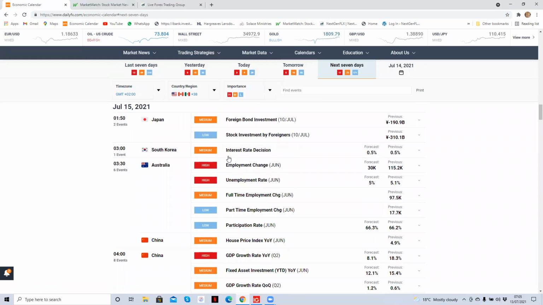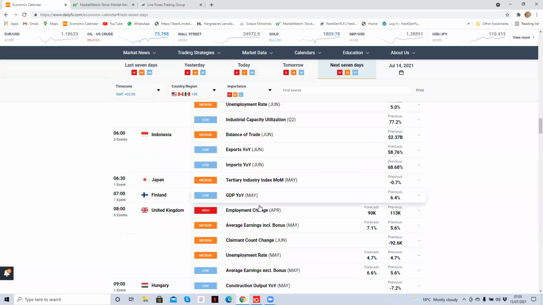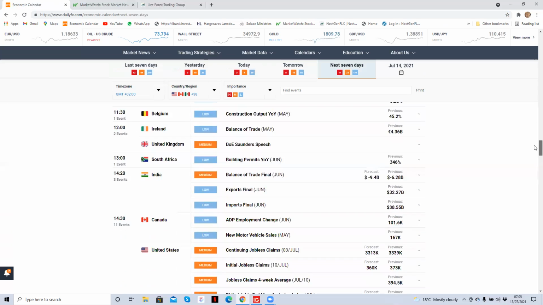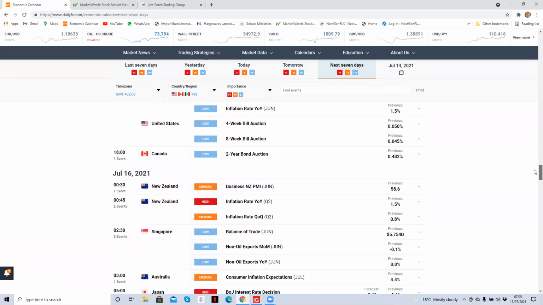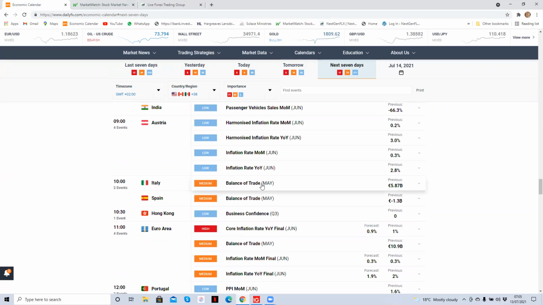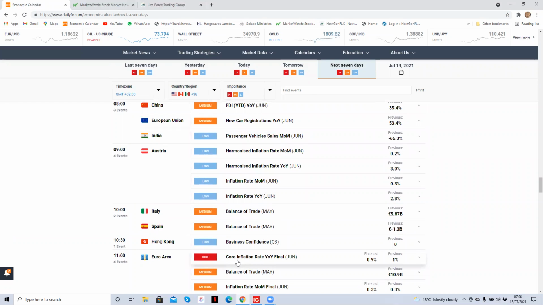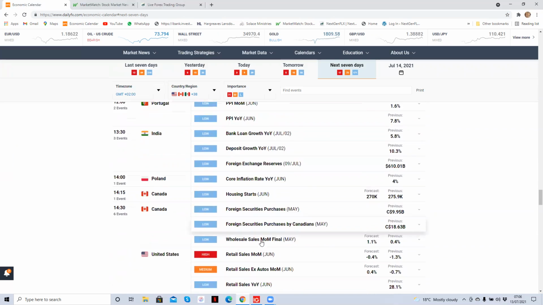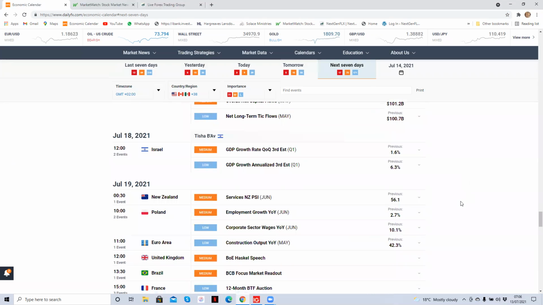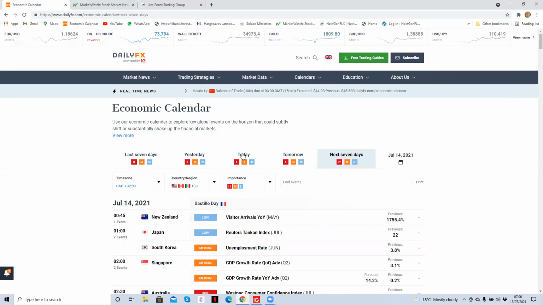Then on Thursday, the 15th of July, we've got these reports from Australia and China, which really doesn't affect us because we're not trading currencies paired with the Aussie dollar. And then we have the UK employment change. And then Friday the 16th, I have the Bank of Japan interest rate decision. Obviously, that will impact currencies paired with the yen. And then we have the Euro area core inflation rate on Friday. So we've got some pretty important reports coming out the rest of the week. So it's going to be an interesting week.